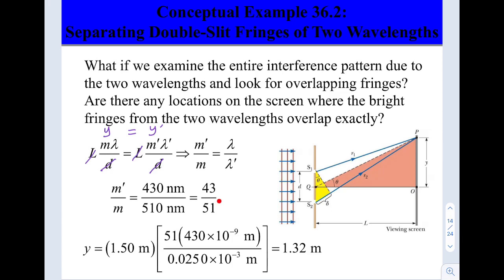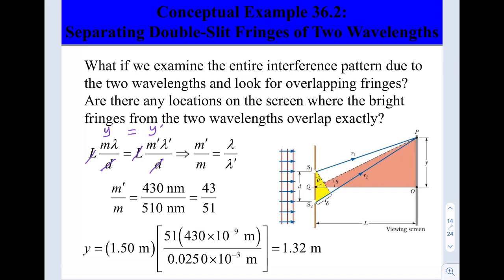So what is the y? Use one of them. Let's say we want to use 51. Remember the wavelength is 430 nanometer. So you use this equation, y equivalent to L m lambda over d. So you will get 1.32 meter.